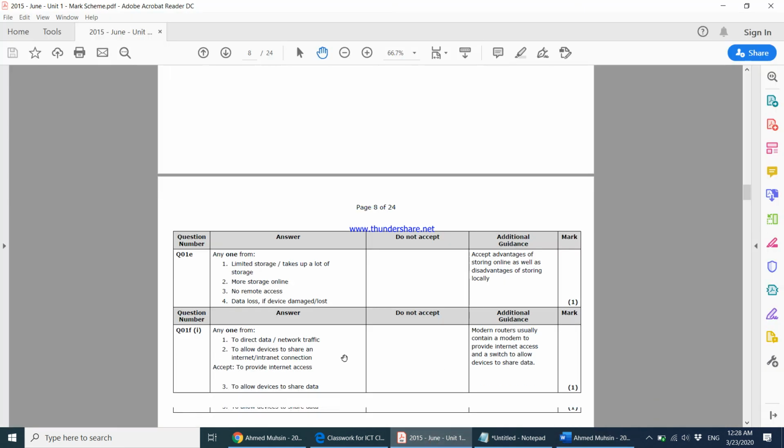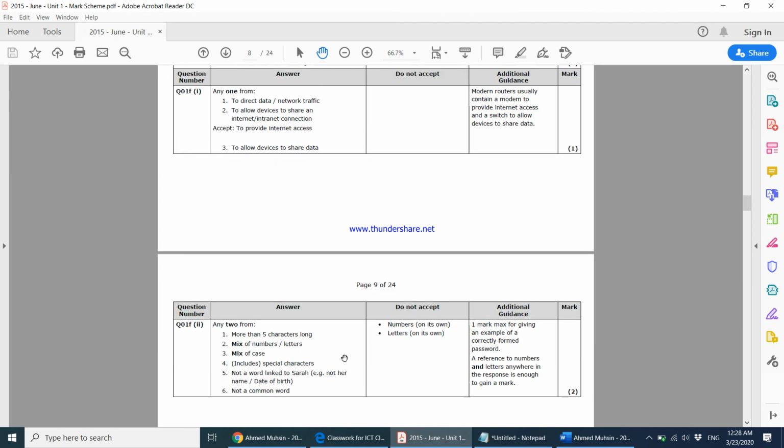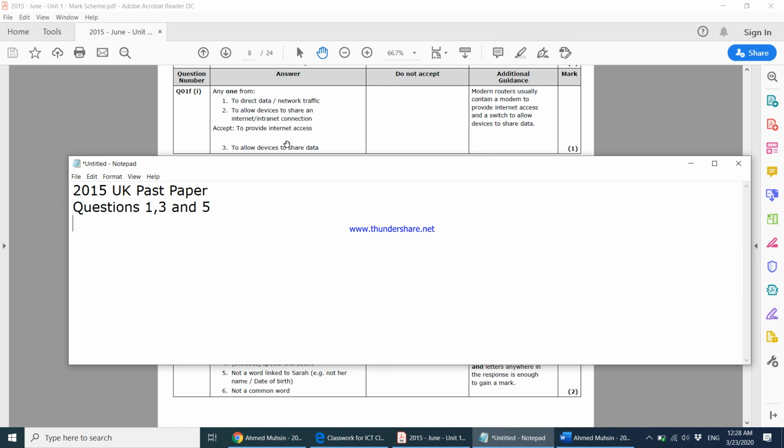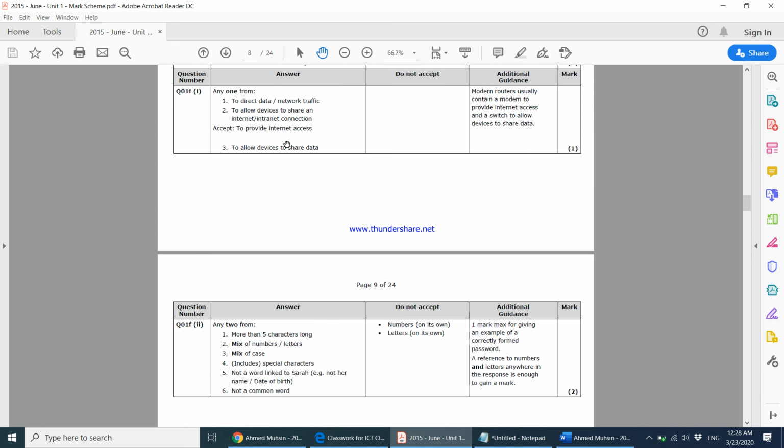If you just go through the marking scheme, you can see some of the answers that your examiner is accepting. In the next video, I'll be doing question number 3. As I mentioned earlier, question number 2 will be done on your own, kind of a homework. In our next video, we'll be moving on to question number 3.